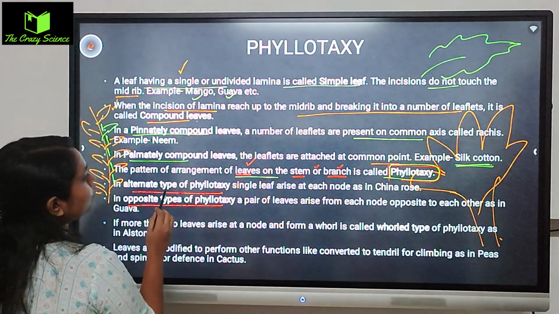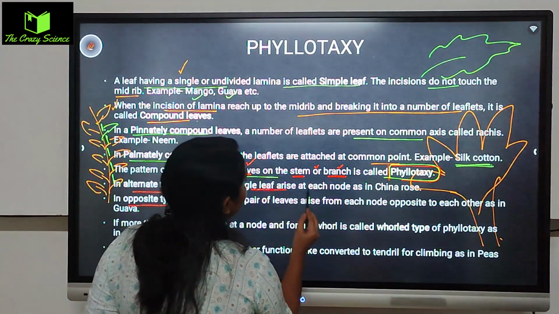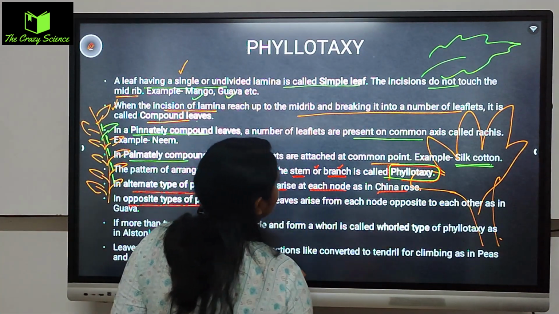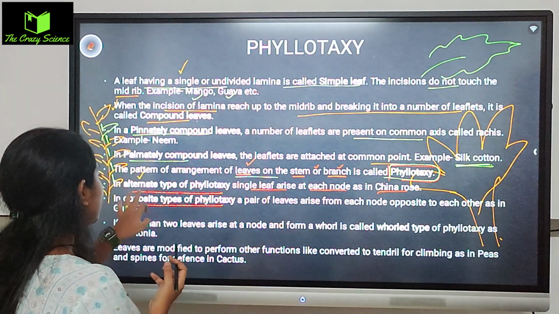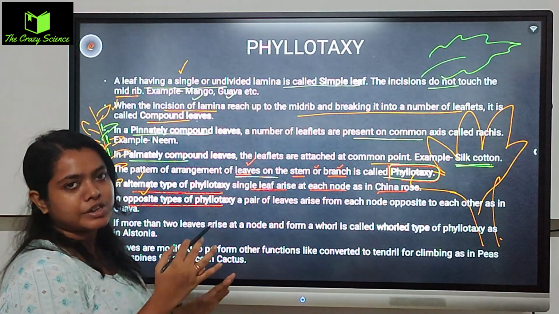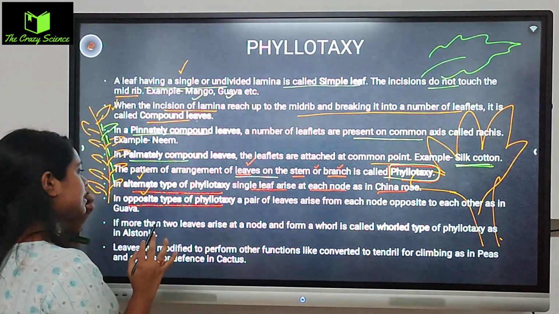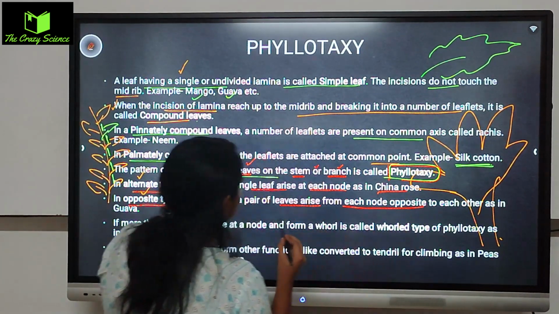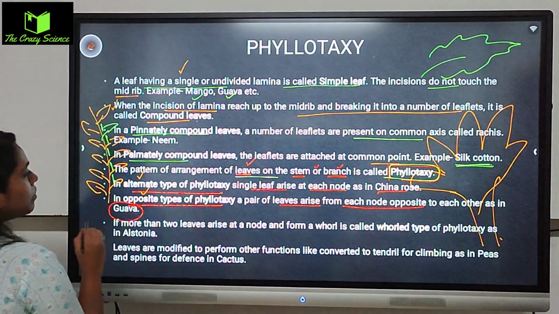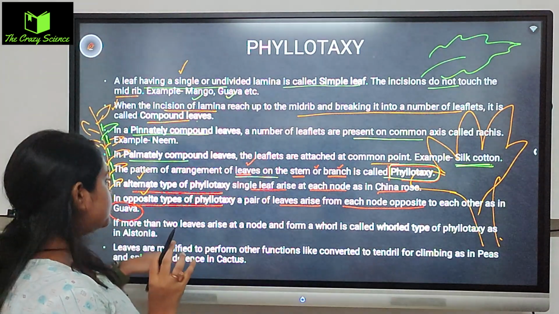Alternate type of phyllotaxy means a single leaf arises at each node, as in China rose. China rose means java full, hibiscus. Here we'll see the alternate. Opposite means they are opposite to each other. In the next slide, the pictures are included. A pair of leaves arise from each node opposite to each other, like guava. Guava means পেয়ারা, in the guava tree we see the opposite type.